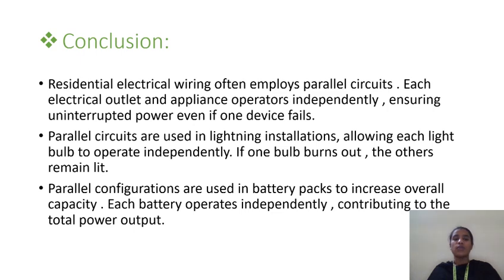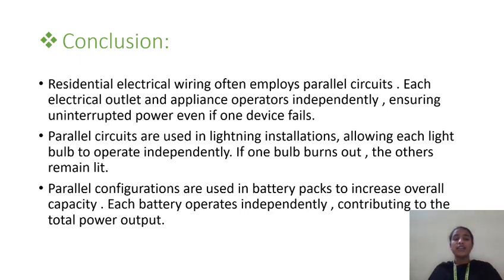Applications of parallel circuits. Residential electrical wiring often employs parallel circuits. Each electrical outlet and appliance operates independently, ensuring uninterrupted power if one device fails. Parallel circuits are used in lighting installations, allowing each light bulb to operate independently. If one bulb burns out, the others remain lit. Parallel configurations are used in battery packs to increase overall capacity. Each battery operates independently, contributing to the total power output.